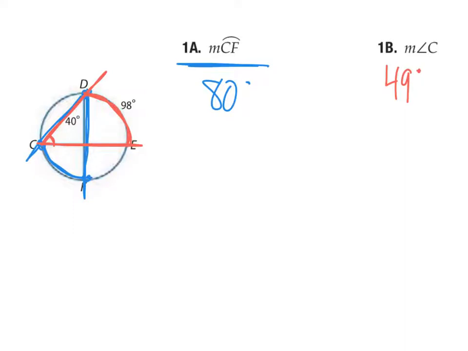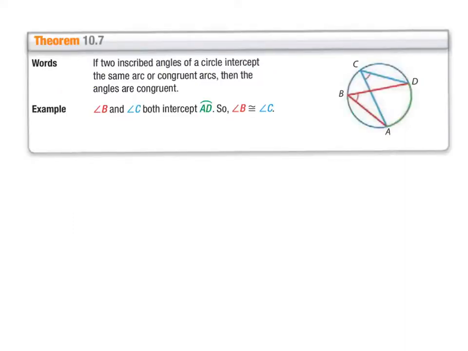Here's the next theorem for today. Theorem 10.7 says you can tell if two inscribed angles in a circle are congruent if the intercepted arc is congruent. So in this picture here, we can tell that angle B is congruent to angle C if this is the same intercepted arc. If they both share the same intercepted arc, then the inscribed angles for both of them are congruent. We're going to use this theorem in a couple problems.